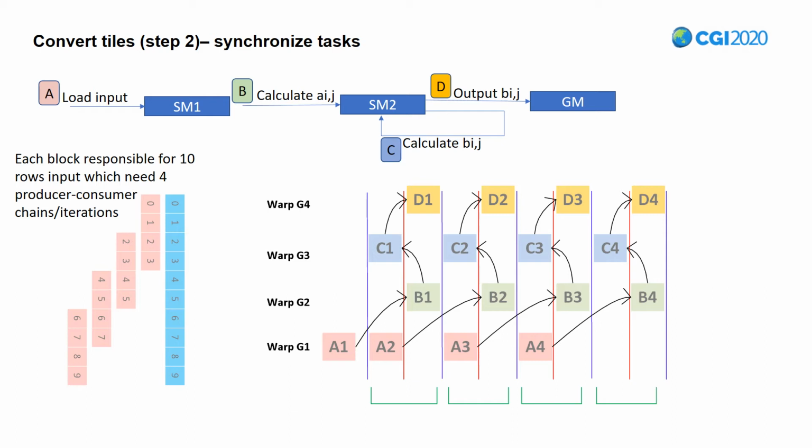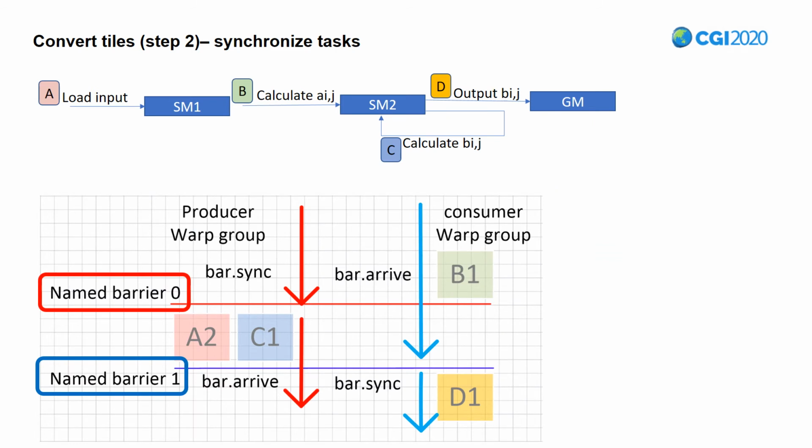By assigning individual warps a different task, we can use a warp specialized program to separate memory operations from arithmetic. To ensure these tasks run in parallel with properly synchronized data, 4 producer-consumer chains or iterations are used for the calculation of the 10-row data in the whole block. Here we use 2 named barriers to coordinate movement of data from a producer warp, red, to a consumer warp, blue, through 2 buffers in shared memory.